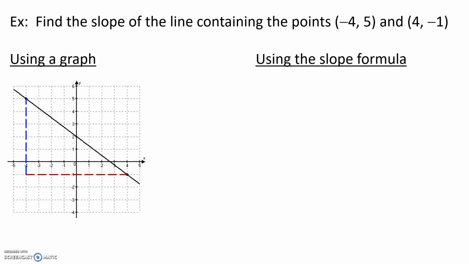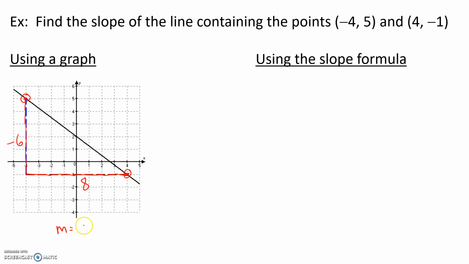First, using a graph. If you graph the 2 points, -4, 5 is this point, and 4, -1 is this point. Now, we first want the rise, which is the change in y's. So if you start from y equals 5, we're going all the way down to y equals -1. So we're going down 1, 2, 3, 4, 5, 6 units. And because we're going down, we will say that the change in y is -6. The change in x is 1, 2, 3, 4, 5, 6, 7, and 8.